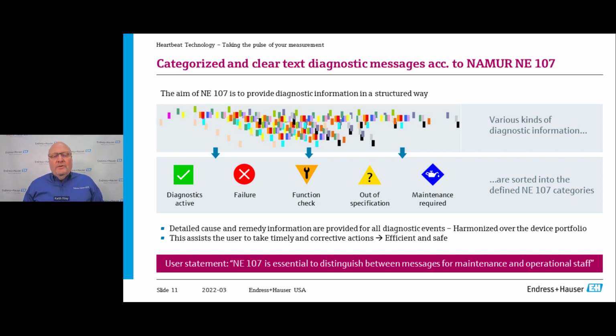This immediately helps the technician in knowing, if I've got a failure, I know I don't have a valid reading any longer. This is something that has to be taken care of now. Now, when you get out of specification or maintenance required, you're still getting a valid signal back to your control system, and that immediately tells him, I need to figure out what's going on, but it's not a crisis. We don't necessarily have to stop the process just simply because I'm out of specification or I need maintenance.